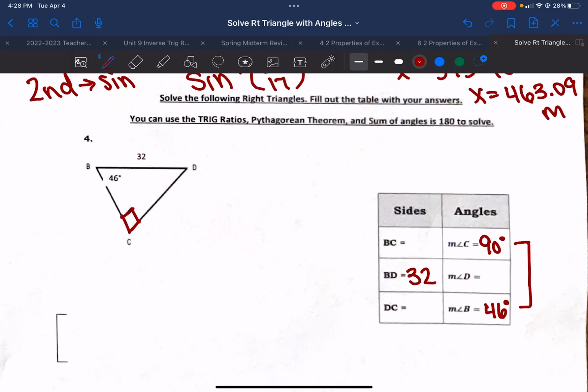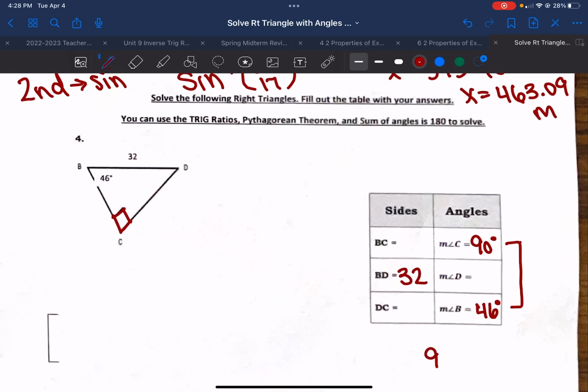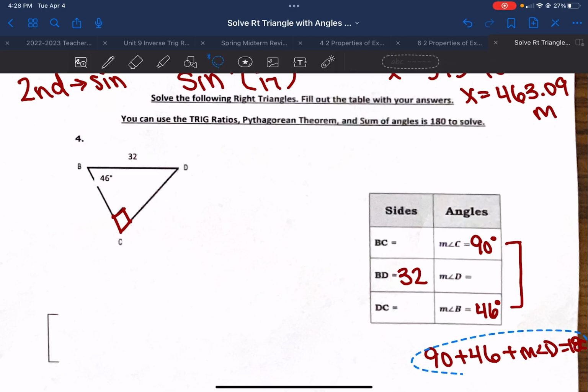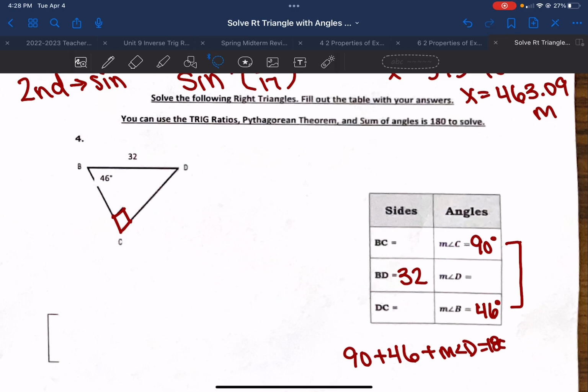I'm going to go right away and say that when I add 90 plus 46 plus the measure of angle D, I'm going to equal 180. That's what it was saying in terms of sum of angles is equal to 180. Really what we can do in our calculators is take 180 minus 90 minus 46 to get the measure of angle D: 44 degrees. Easy peasy, lemon squeezy.